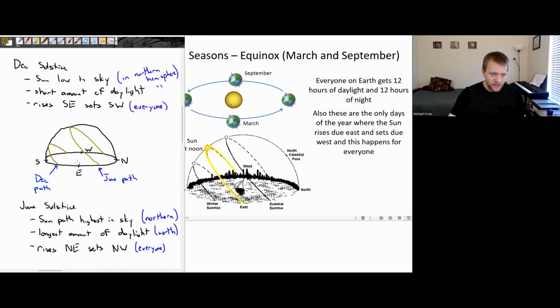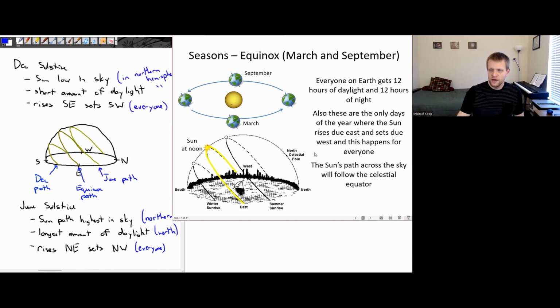So, just a little kind of pet peeve of mine for that. So this path is the path that would be taken by the sun for the equinox. So that's the only day of the year where the sun actually does rise due east and set due west. And in fact, this is where the sun's path actually follows right along the celestial equator.